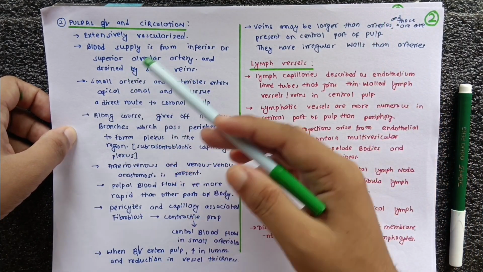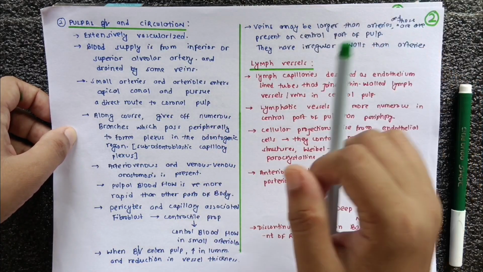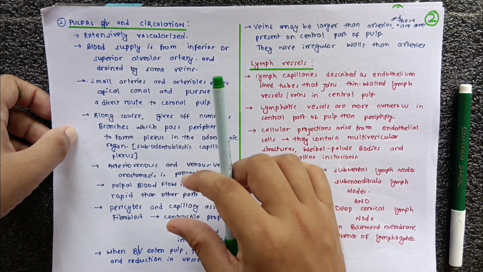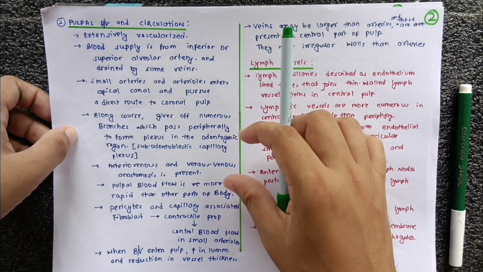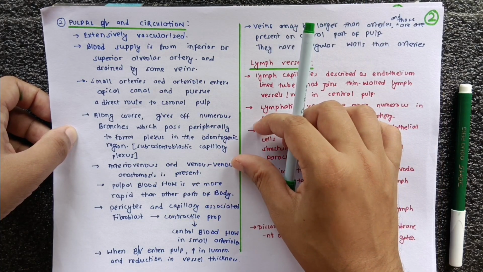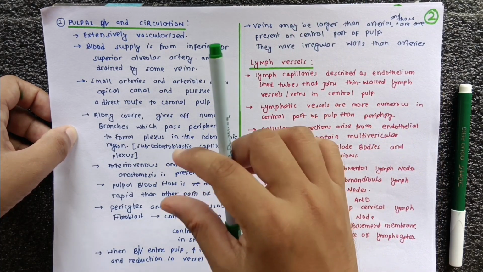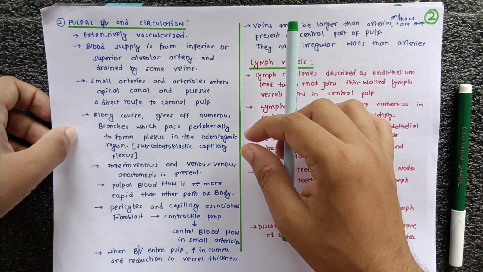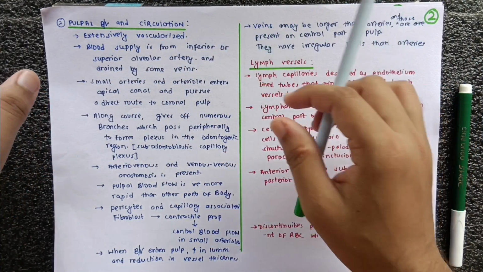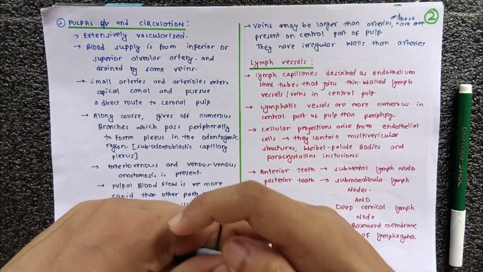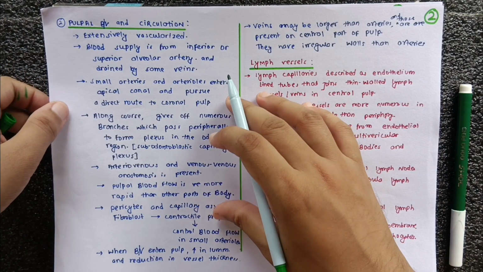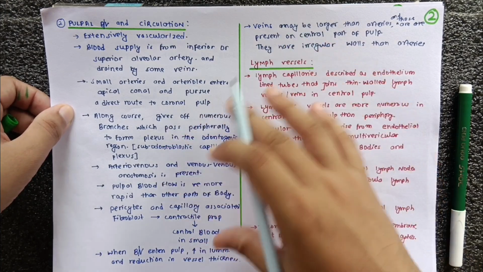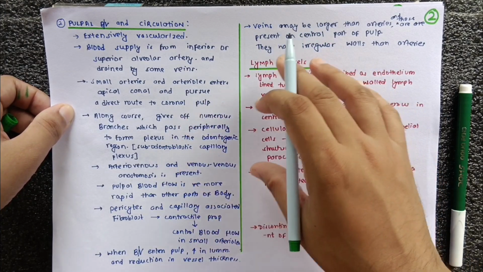This is not one of the most important topics of this pulp chapter, so you don't have to worry much about it. The things that I have mentioned here cover all the important points from this subtopic. There is a lot of information present in the book about this subtopic, but take the things that I have mentioned here and just revise all that information.